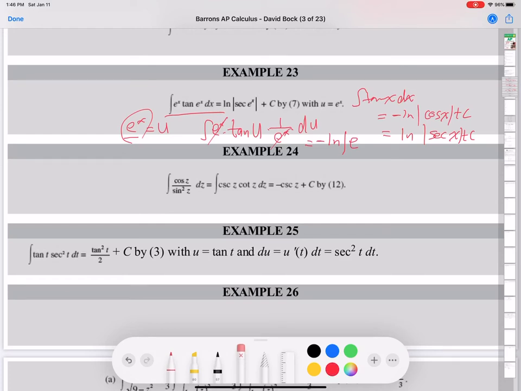I'm sorry, I missed the cosine. Cosine, yeah, u is e to the x. And then plus c. Or if you use the second one, just positive ln absolute value of secant u. Then what was u? u was e to the x. Secant e to the x plus c. Either of these two can be the answer.